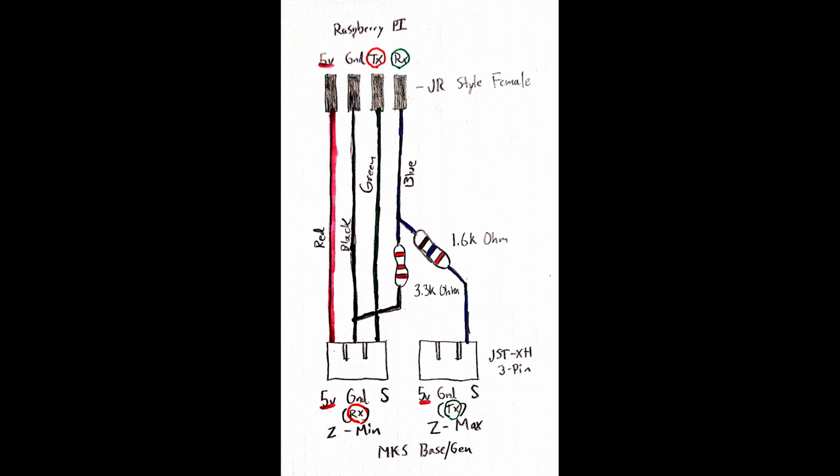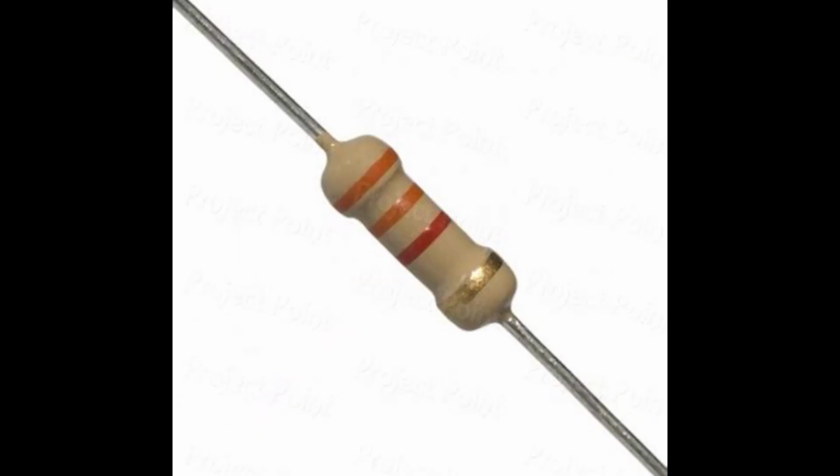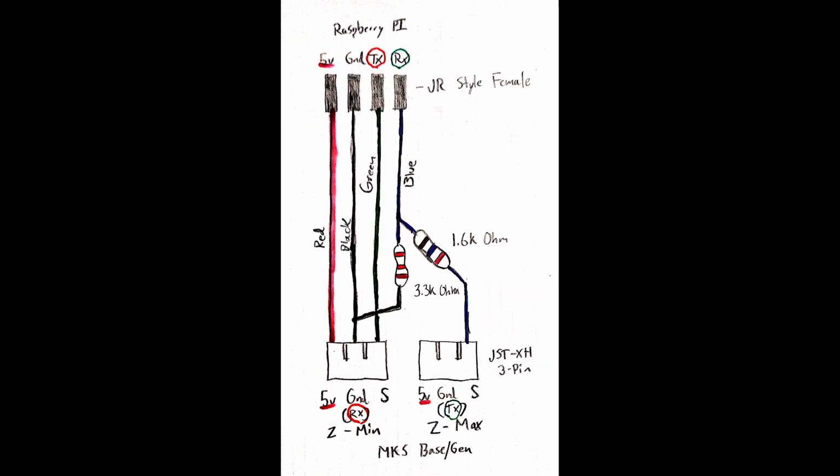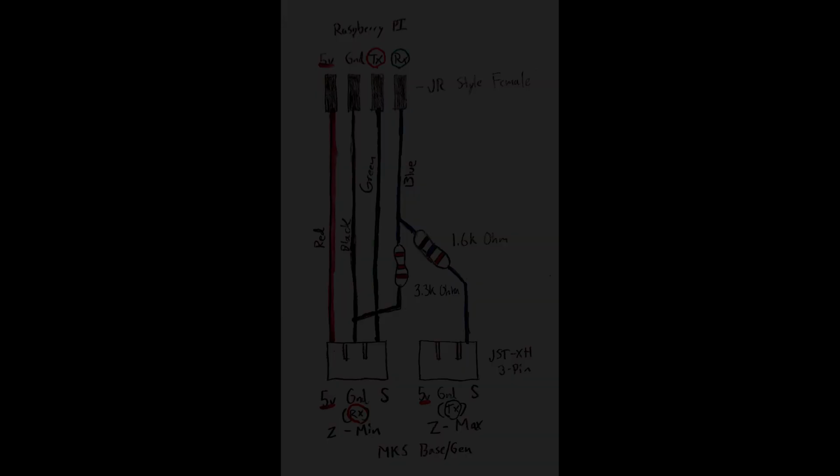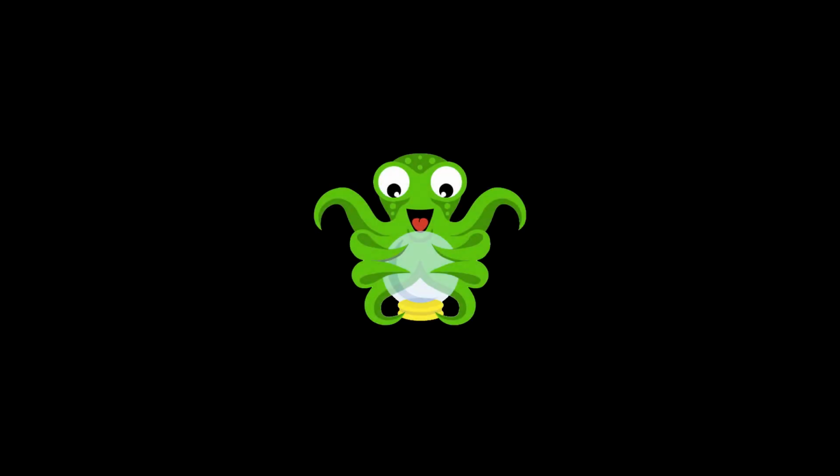We need to add a voltage divider to bring the printer signal down to a safer voltage for the Pi. I used 2 resistors. One is 1.6k ohm, the other is 3.3k ohm. Be sure that the 3.3k ohm resistor is connected to the receive line after the 1.6k ohm resistor, exactly as shown.